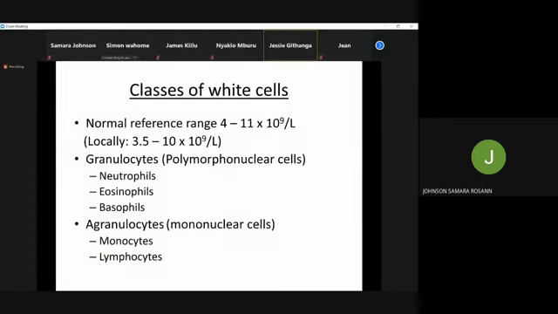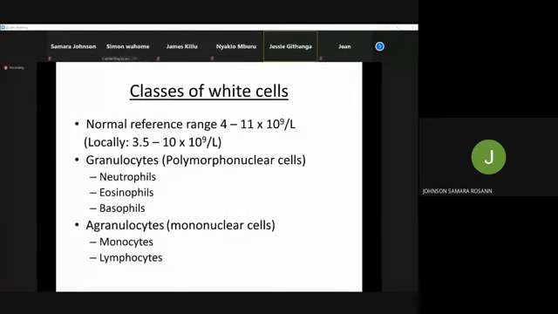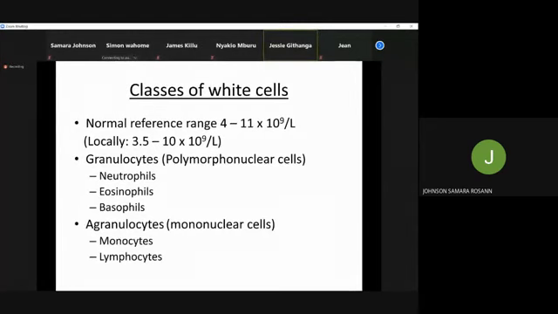And we do know that in many of the African races, we have a slightly lower white cell count, which is about 3.5 to 10 times 10 to the 9 per liter. So if you read literature from sub-Saharan Africa, you will find that reference ranges are typically lower than what they give for Western literature. And at Kenyatta, we use about 3.5 to 10 as our reference range.